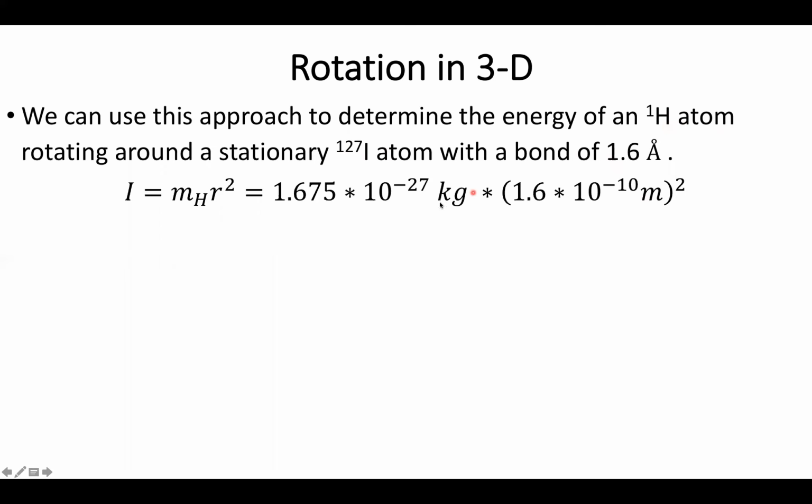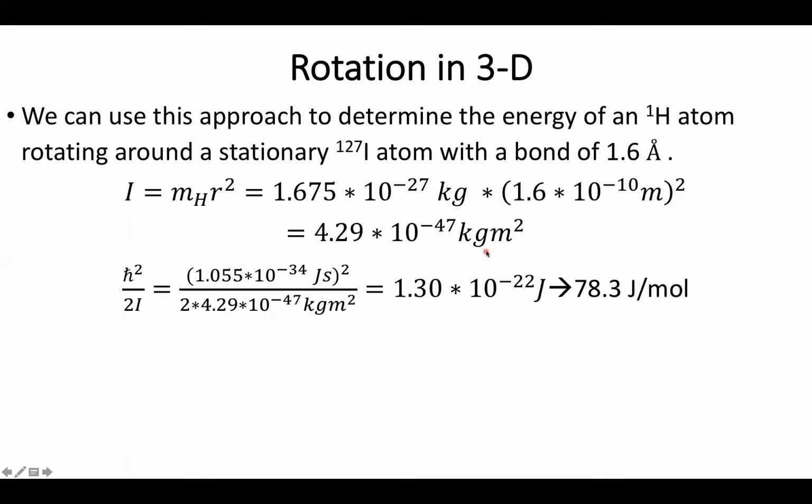So using this, I can find my moment of inertia, mass of the hydrogen atom times the radius squared, to give me, again, a good moment of inertia. We can then transfer this into h bar squared over twice the moment of inertia. So this gives me a value of 78.3 joules per mole. Again, the actual value is just going to be joules per molecule. Don't forget, we can always use Avogadro's to scale up to a molar value because that's a little bit more comfortable for us chemists. We're going to let the physicists play with just sheer numbers of joules.